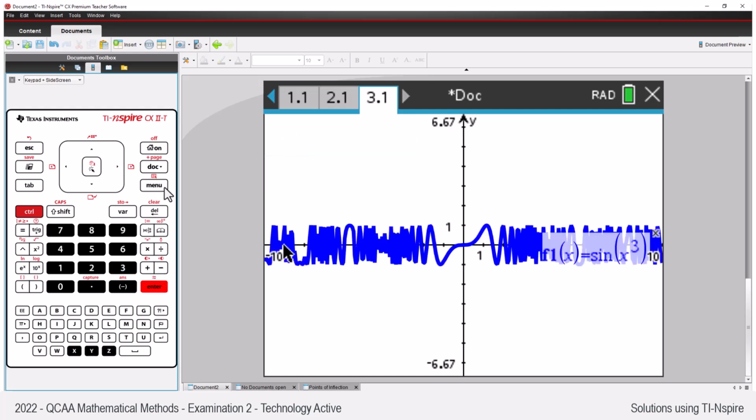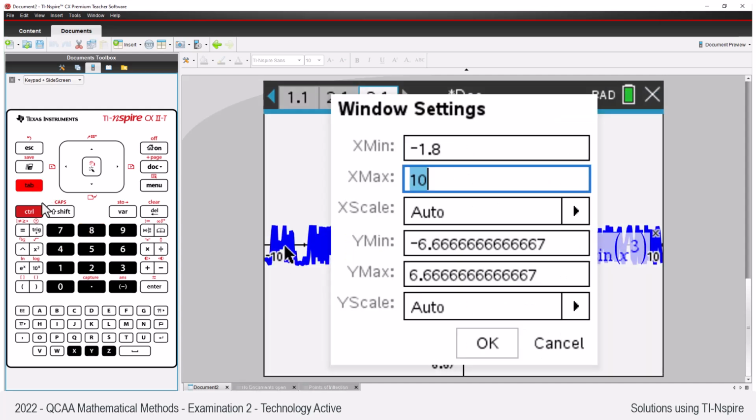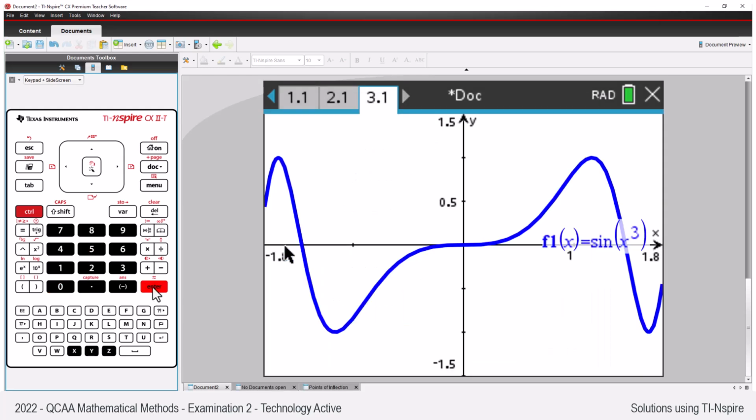Next, adjust the window settings. Use the domain provided in the question as a guide to your window settings. And we see there are 4 turning points, indicating that there are 4 points of inflection on the original function. For the first turning point, the gradient function changes from increasing to decreasing. The second turning point tells us that the gradient function was decreasing and is now increasing.